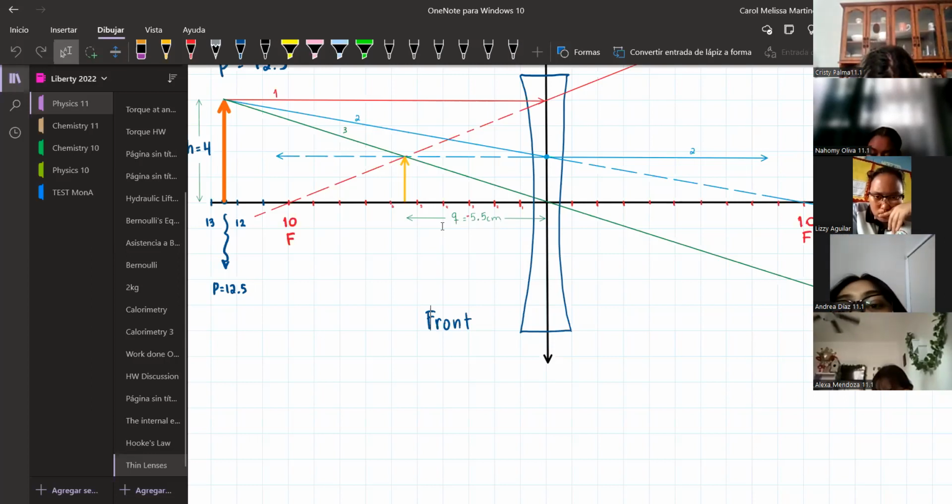Okay, then what do we have to know? Well, F is this one over here. I know that you know that F is 10, but you need to write it here. And what is this? This is Q. Sorry, this is P. Ya está, estoy loca.